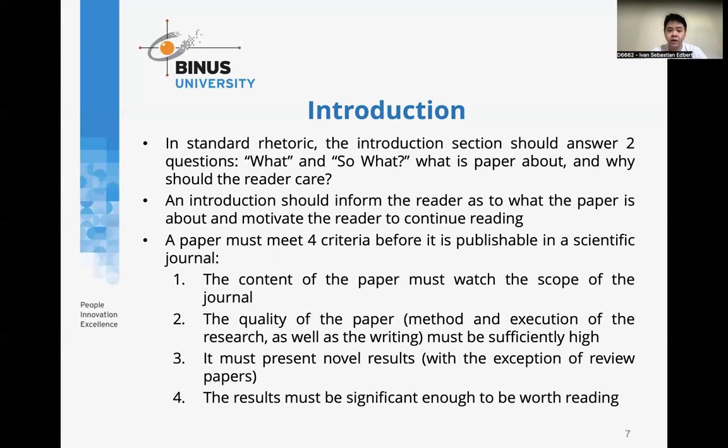So there are four criteria when we are talking about a scientific journal. The first one is the content of the paper. So we need to watch the scope of the journal, and we need to determine the scope of our research. The second one is the quality of the paper. The quality of the paper means that we need to explain the methodology of this paper, how we execute this research. And this is quite important.